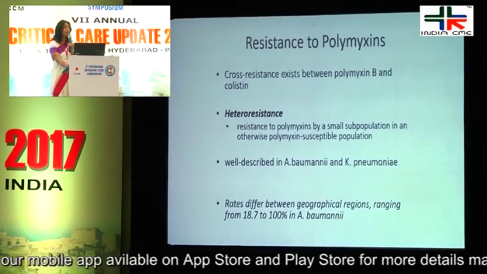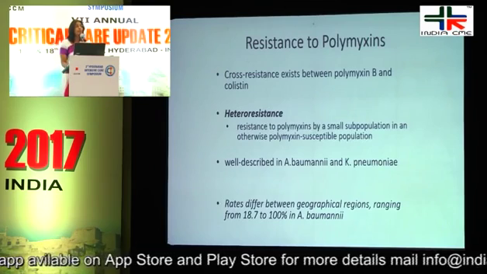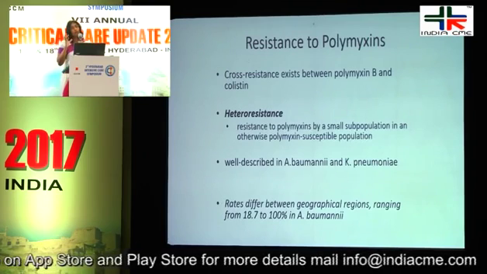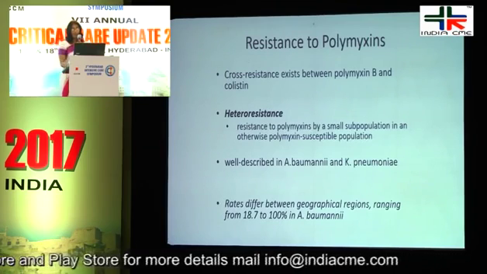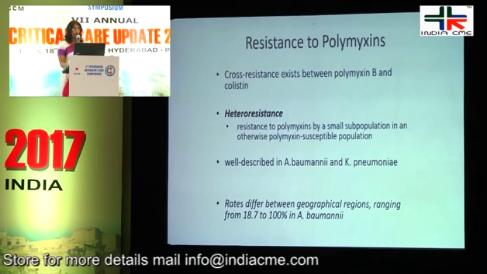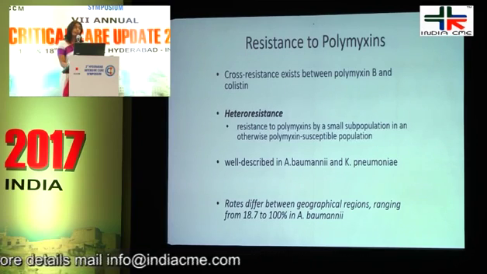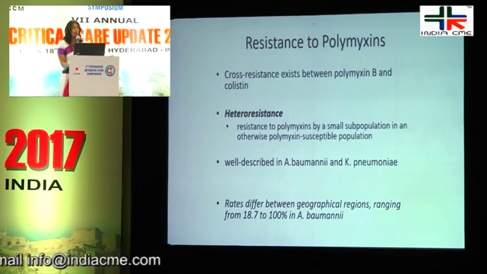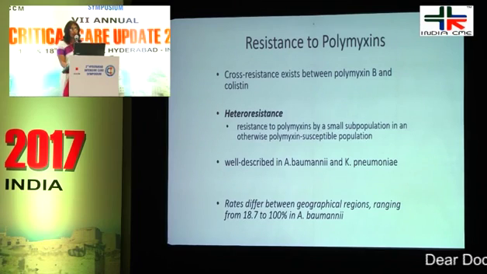A word on the resistance to polymyxins. Resistance develops by an alteration in the outer cell membrane, because that is where the polymyxin goes and binds to enter the cell. There is a high degree of cross resistance between polymyxin B and colistin. Thereby, an organism that is resistant to one will most likely be resistant to the other as well.